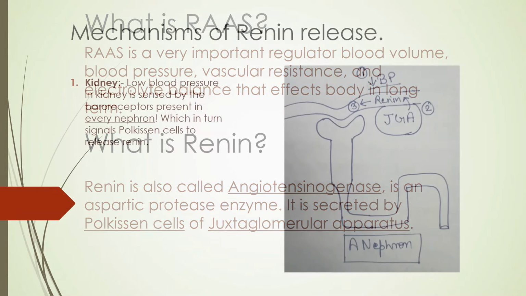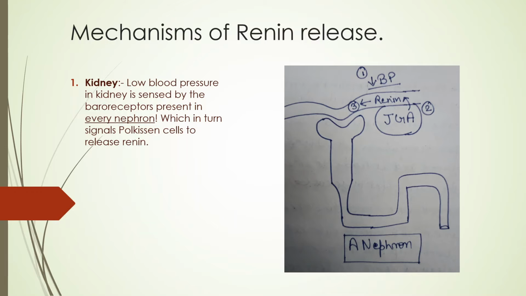First is directly through the kidney. A point to note that a baroreceptor is present in each and every nephron. So whenever they sense that there is a low blood pressure, they signal the Pulcine cells, which is a part of the juxtaglomerular apparatus, to convert prorenin to renin and release it in the bloodstream.